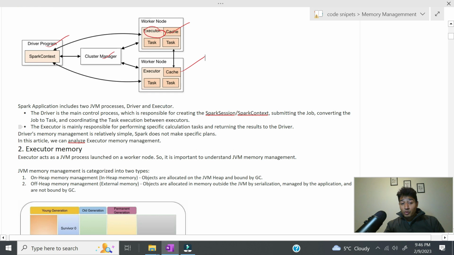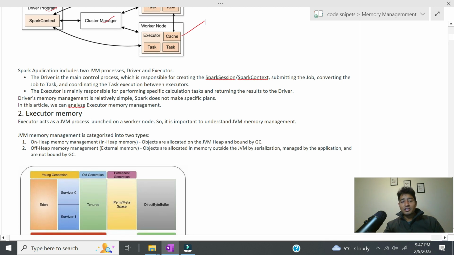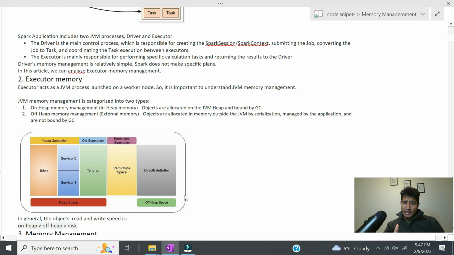Driver memory management is relatively simple because it's just one entity. Spark does not make a specific plan for that. So the only important thing we're caring about here is executor memory management. Why? Because executor memory management in Spark is a complicated topic, as we will see. There are two types of memory, off-heap and on-heap, which we already covered.